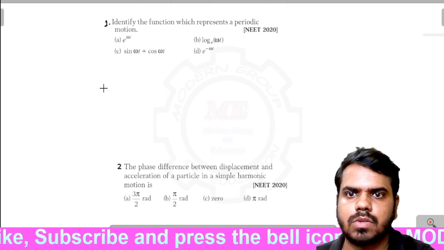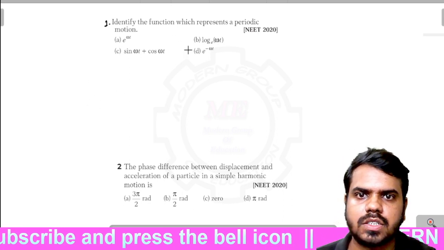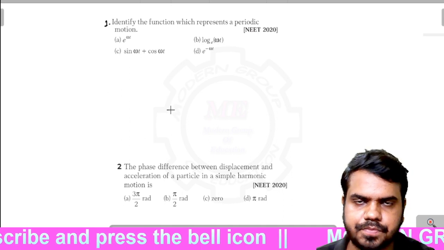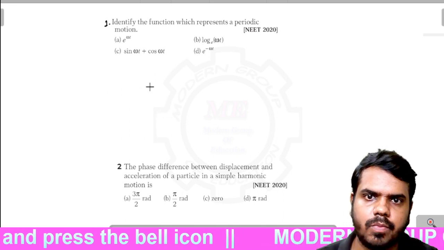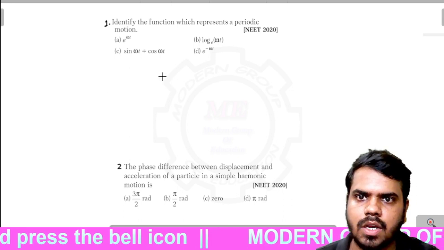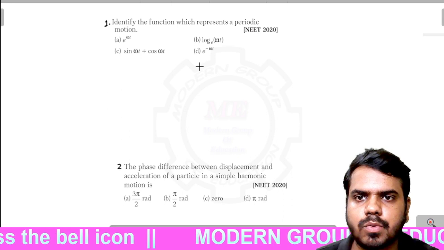So now starting the lecture, this is the first question: identify the function which represents a periodic motion. Four options are there: e to the power omega t, log e omega t, sin omega t plus cos omega t, and e to the power minus omega t.